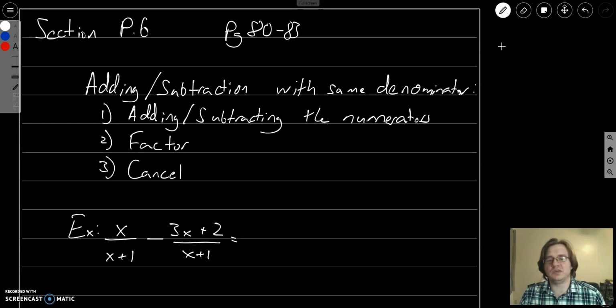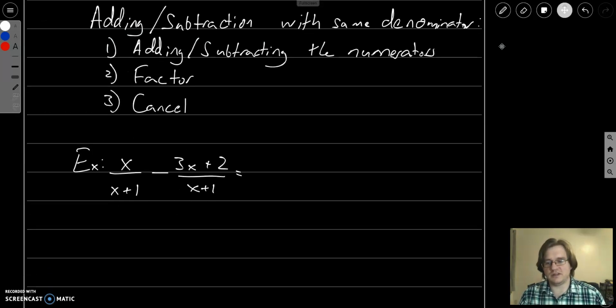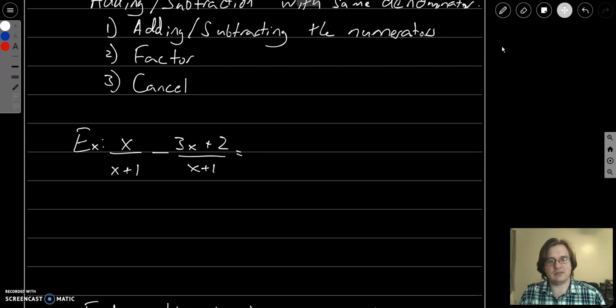Essentially, all we do is look at the numerators and add or subtract them as necessary, and once we have the fraction, we want to simplify. Simplifying just corresponds to factoring the numerator and denominator, and then canceling. So this should be fairly straightforward. Let's look at this example here: x over x plus 1 minus 3x plus 2 over x plus 1. They have the same denominator, so we don't need to change anything, and we can simply subtract these two expressions.